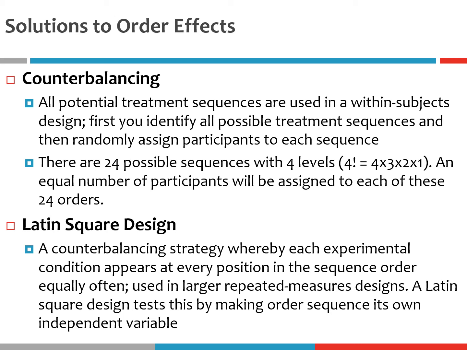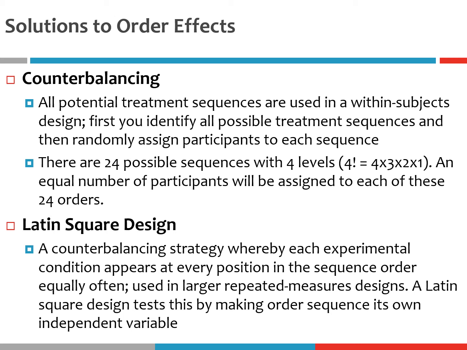Instead, you want to save time, you want to save effort, you want to save your sanity. You can try something called a Latin square design. So Latin square design is the same, it's counterbalancing, but it's not complete counterbalancing. So you're not looking at every possible order, but you're making sure that each condition precedes and follows every other condition.